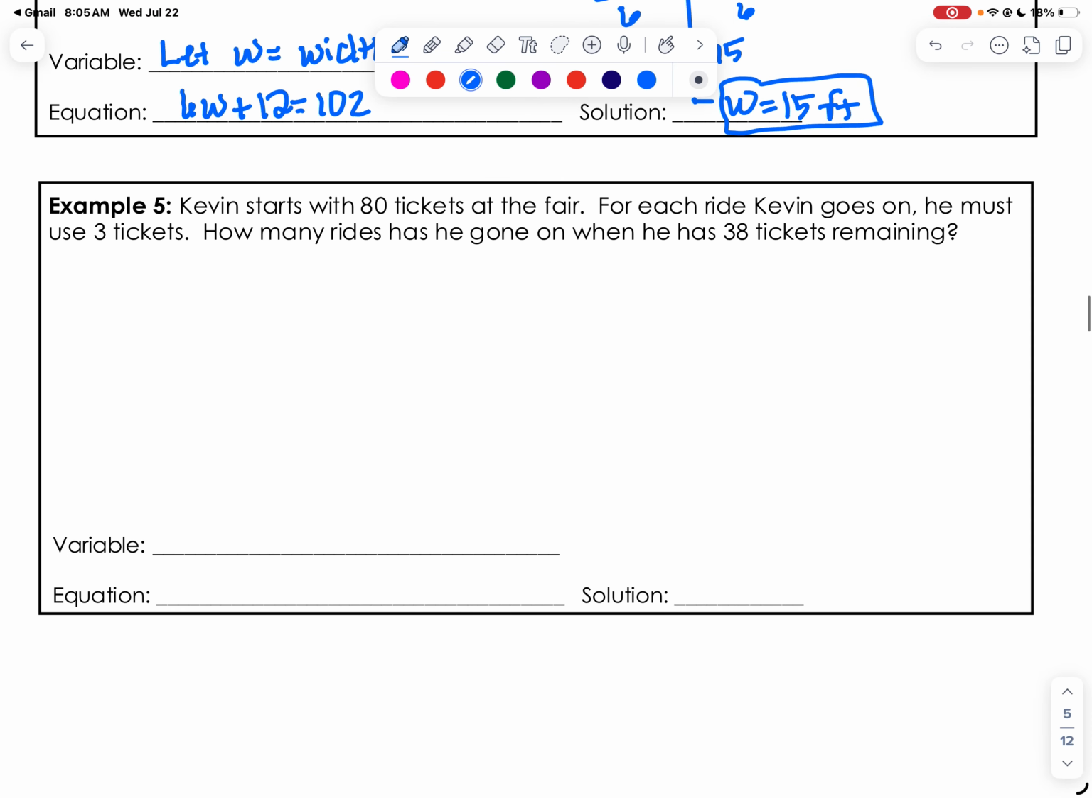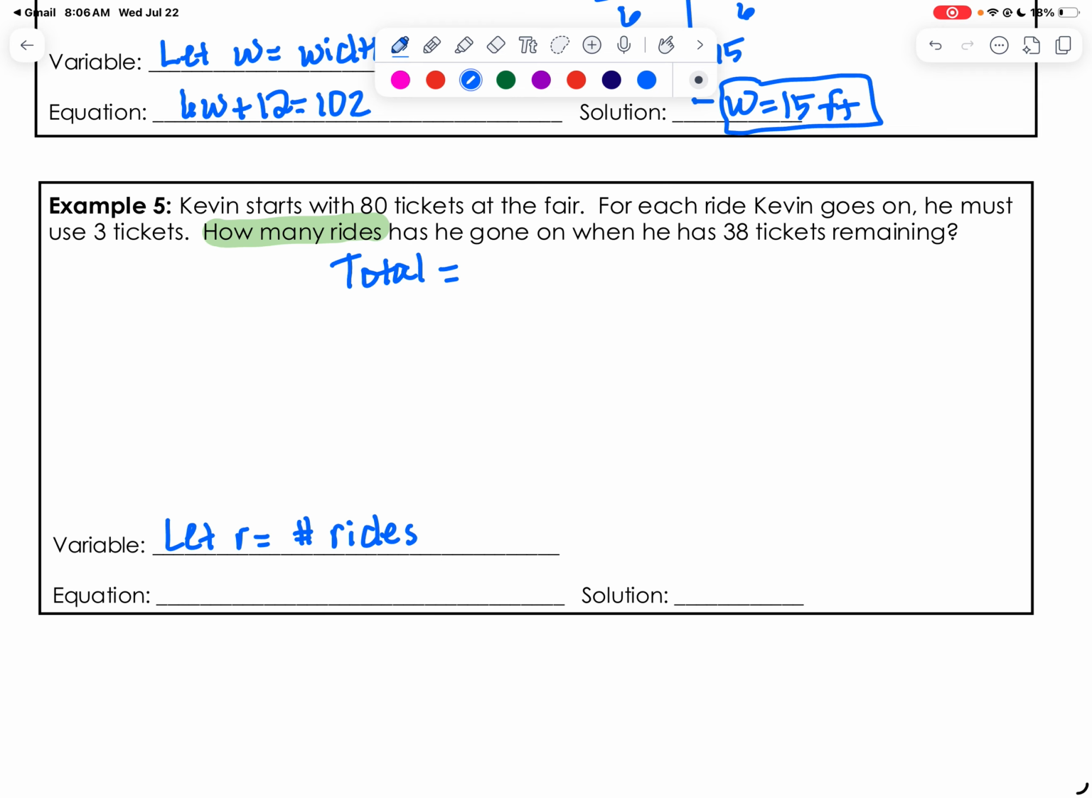All right, example 5. Kevin starts with 80 tickets at the fair. For each ride Kevin goes on, he must use 3 tickets. How many rides has he gone on when he has 38 tickets remaining? So there's our unknown. So I'm going to let R equal the number of rides.